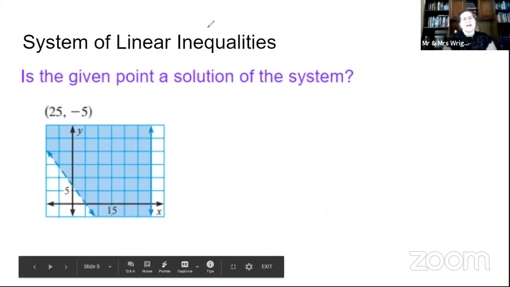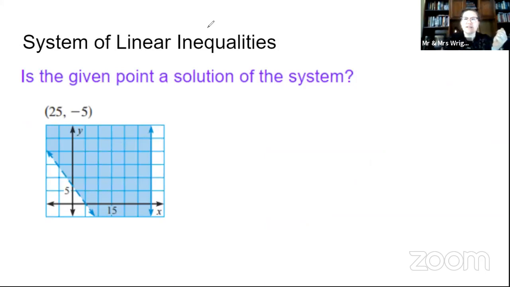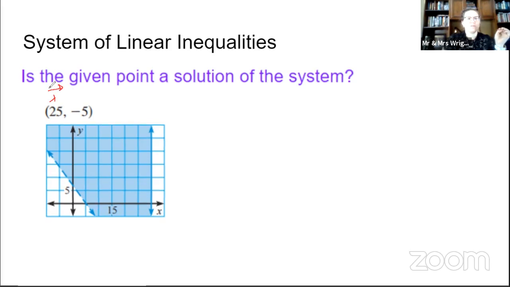So now let's look at, sometimes you're going to be given a graph and asked if a point is a possible solution to that system. So what we need to do is look at this graph and see where that point fits. If it's inside the shaded region, then we can say, yes, it's a solution to the system. If it's not in the shaded region, then we say, no, it is not. So this point is 25, -5. Remember, this is the X or the horizontal value. -5 is the Y or the vertical value.